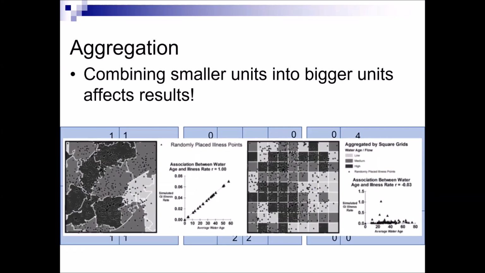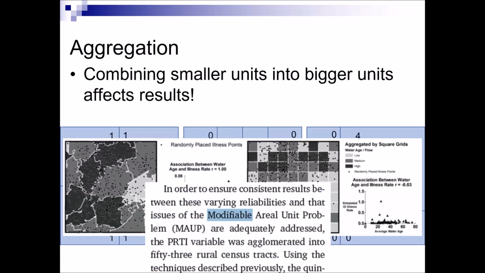And so when we start to combine things into different units, if we go from our zip codes right here to quadrants right here, we might get different associations between water age and illness rate, and water age and illness rate here. These are two entirely different things, even though it's the same exact points, just superimposed on a different type of map. This is an interesting one here.